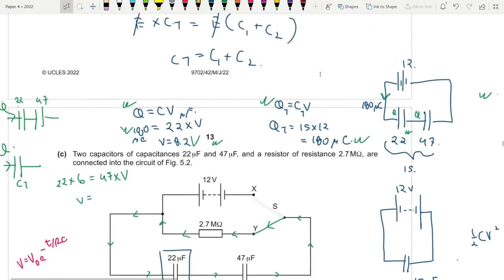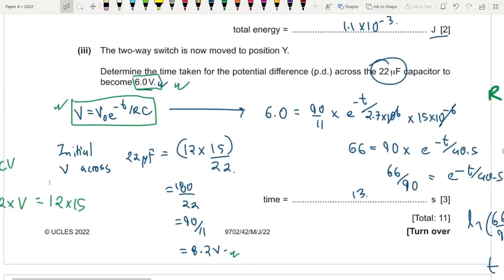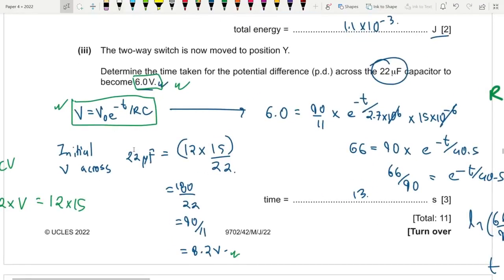So in the mark scheme, they opted for a very quick method, which is this. The initial voltage across the 22 microfarad capacitor is 12 into 15 by 22. You can do this if you guys want. Which gives us an answer of 8.2 volts or 90 by 11. So how did they come up with this exactly? What's the logic behind this?